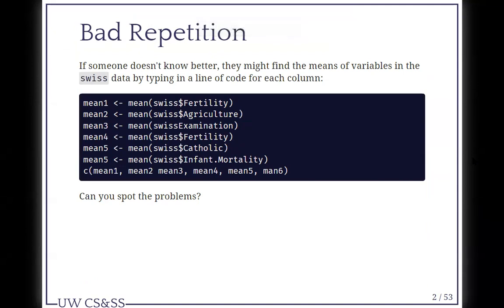Here is an example of bad repetition. If someone doesn't know any better, they might find the means of variables in the Swiss dataset by typing in a line of code for each column. And so they would say something like this: mean1, assign it the mean of Swiss fertility, et cetera, et cetera, et cetera. Can you spot the problems here in this piece of code? The typos? Yeah. It's fraught with typos. But at first blush, you're like, looks right to me.